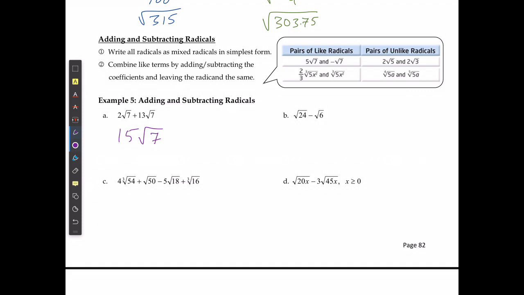For example B, I need to simplify it first. So you can use your simplifying method, whether you're factoring it down or dividing by a perfect square. And then I'm just going to say that this is going to wind up being 2 and the square root of 6 minus the square root of 6, and it's just going to give me the square root of 6.